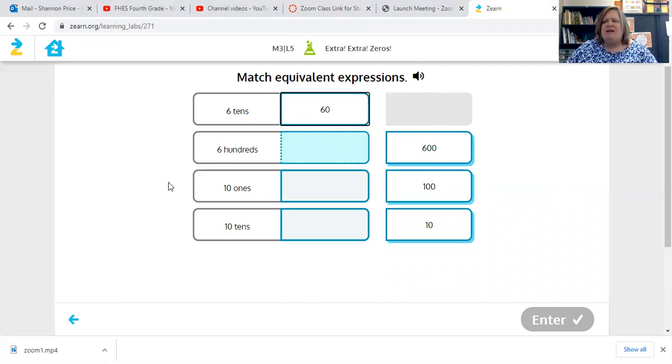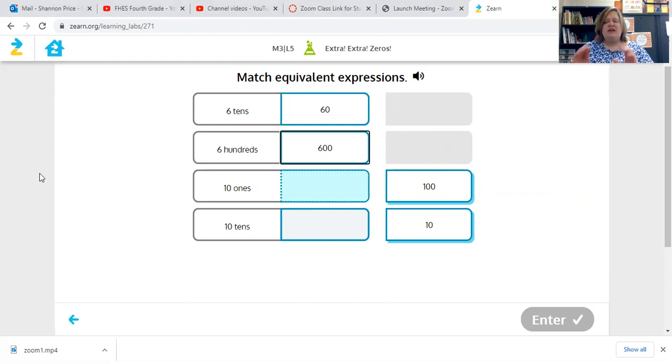Now you think about it. 600 would be 6 hundreds. So if I drew 6 dots in my place value chart and we counted them, how much would they be worth? 100, 200, 300, 400, 500, 600. So we would have 600.